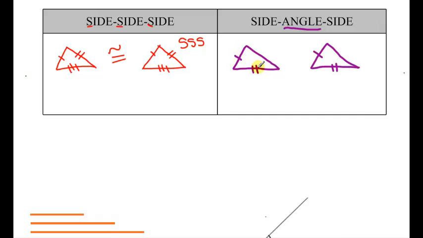You take these two sides, and where do they meet? At what angle? That's the angle you need to show is a match. So this angle has to match this one. Again, that's called the included angle. We'll talk a little more about that in a minute.